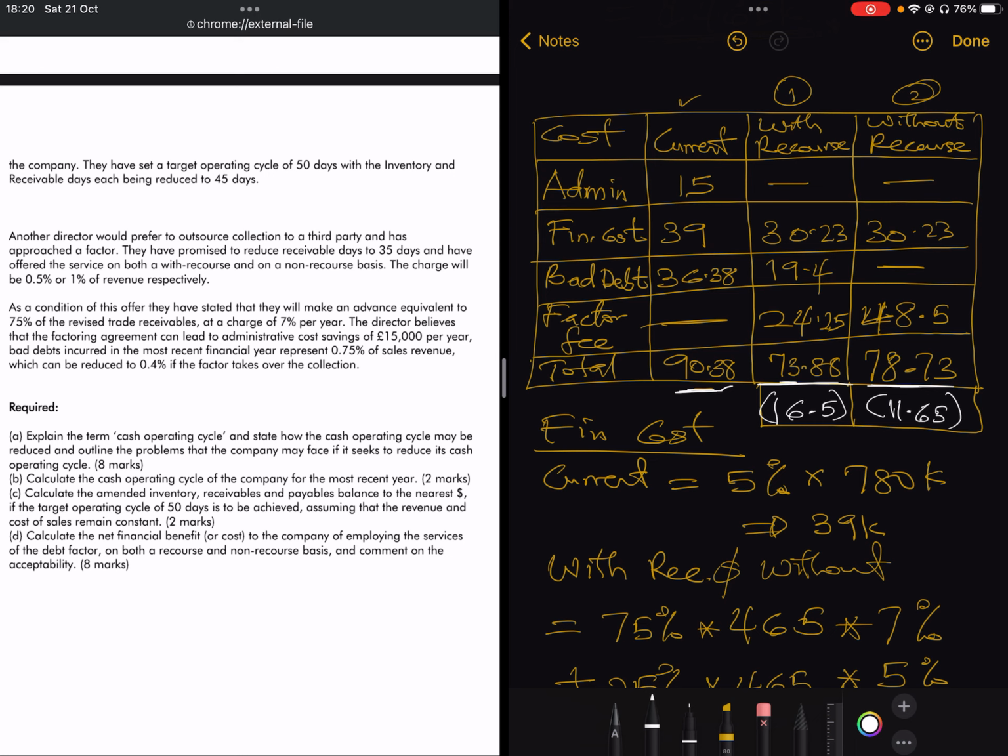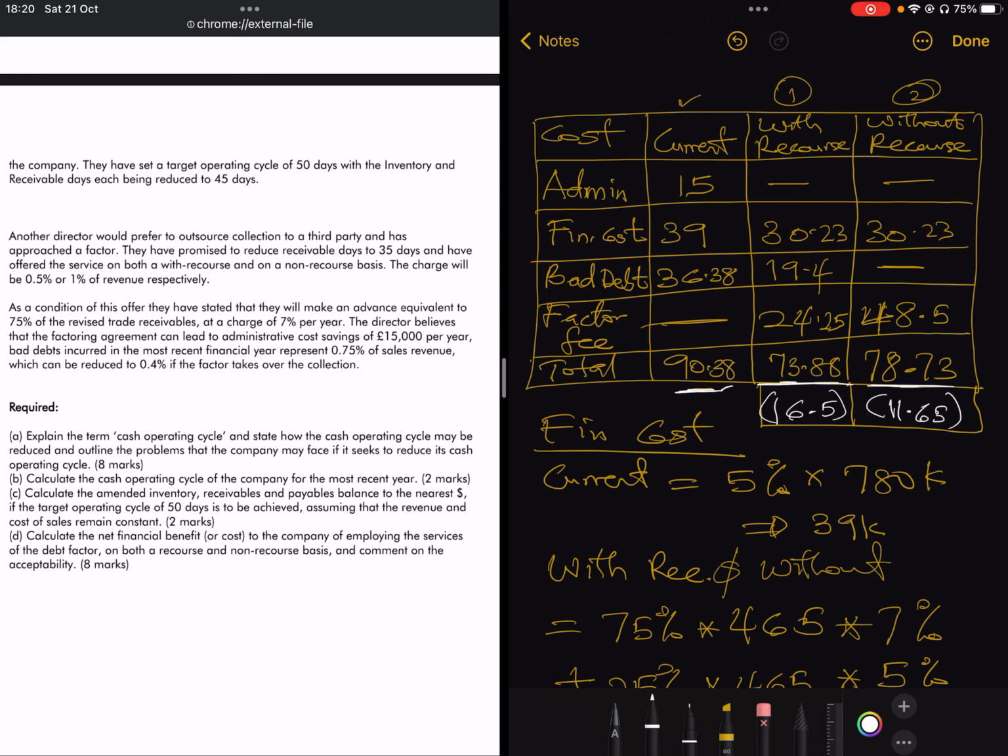But if he decides to employ a factor agent, whether on recourse or no recourse, his situation will be better, because with recourse it would have saved 16.5k, without recourse we have saved 11.65. However, because with recourse we get the higher amount of savings over the without recourse, FBX Co is advised to employ a factor and employ such a factor on a with recourse basis. Then you get your full marks.